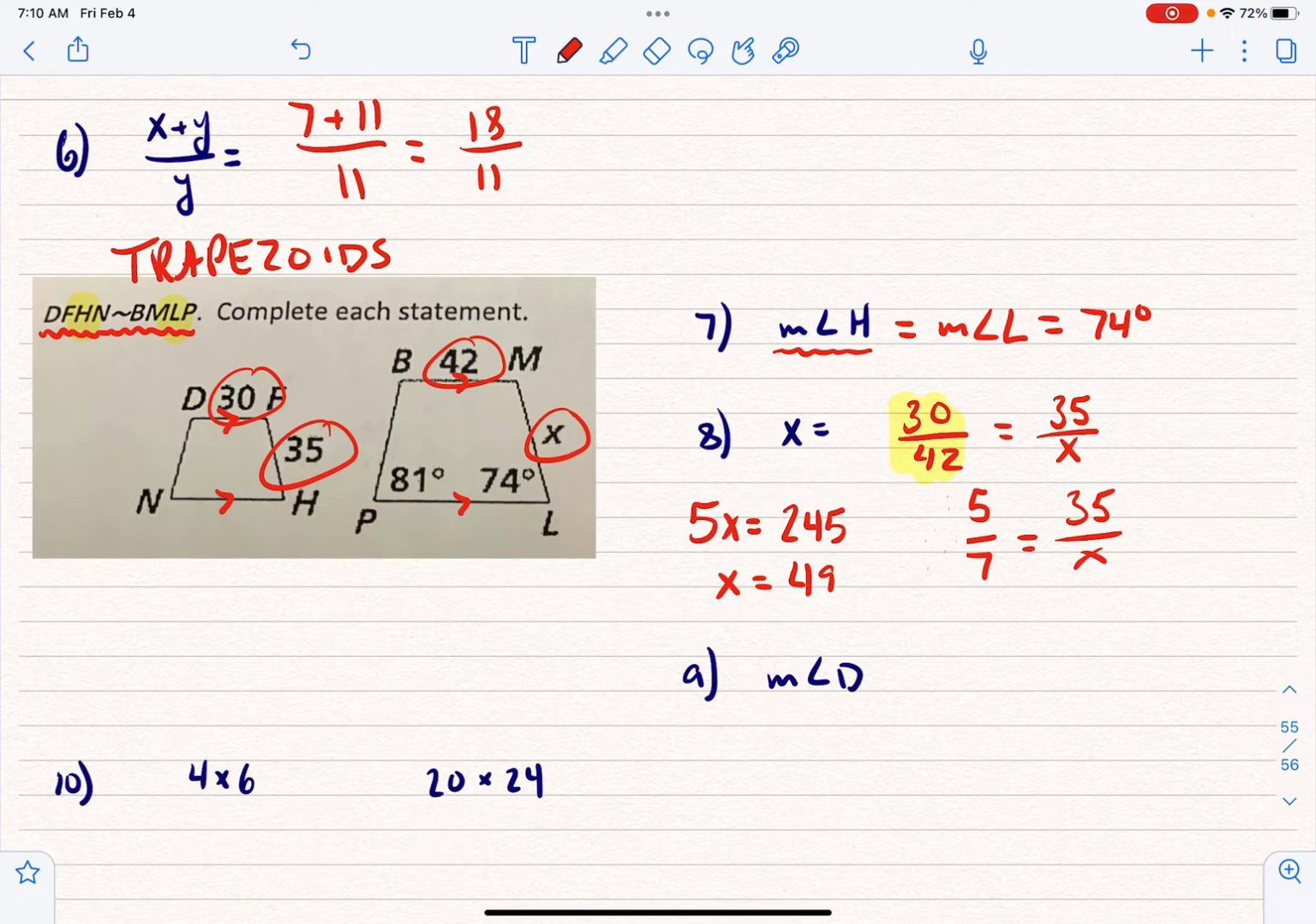49 would be 245. Okay, so x is 49. And then the measure of angle D. Now this one is a little bit more challenging.